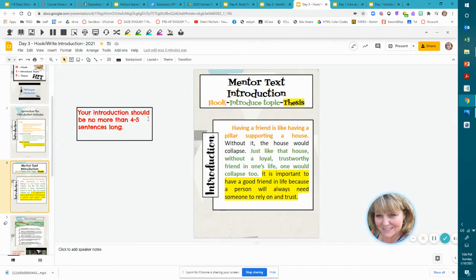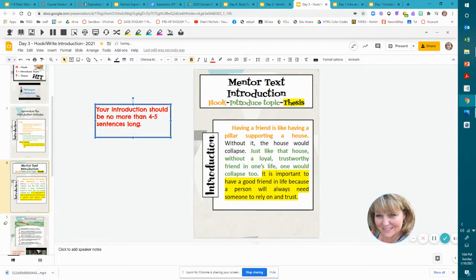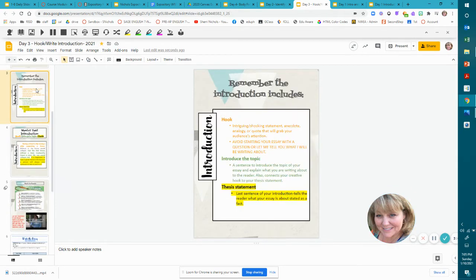Now, your introduction should be no more than 4 to 5 sentences long. Your mentor text introduction has your hook, introduce topic, and thesis. So here's an example. Having a friend is like having a pillar supporting a house. That was your hook. Without it, the house would collapse. Just like that house, without a loyal, trustworthy friend in one's life, one would collapse too. That's your topic. And then it is important to have a good friend in life because a person will always need someone to rely on and trust. That's your thesis. And remember, the introduction includes all of these parts.